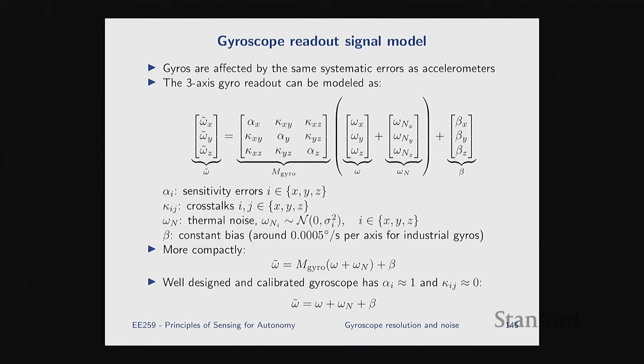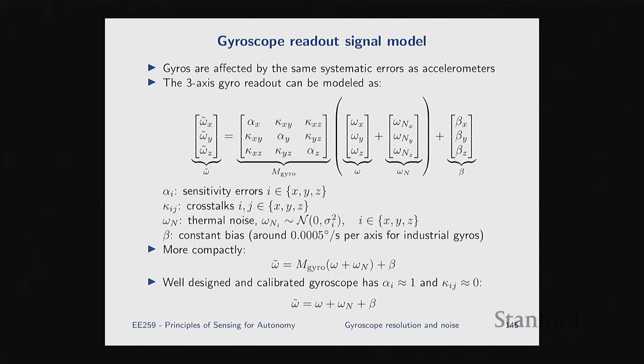That's being multiplied by this 3x3 matrix, which models two effects for you: crosstalk and sensitivity variations in different axes. So the diagonal entries of your M, which we call alphas, are sensitivity errors. Ideally, you want them to be all one, but in practice, there's going to be some deviation. And then the off-diagonal terms, the kappas, are your crosstalk terms. So that's when angular velocity from one axis couples and shows up as angular velocity in a different axis. And then you also always have a bias term, beta, which is just a constant vector added.